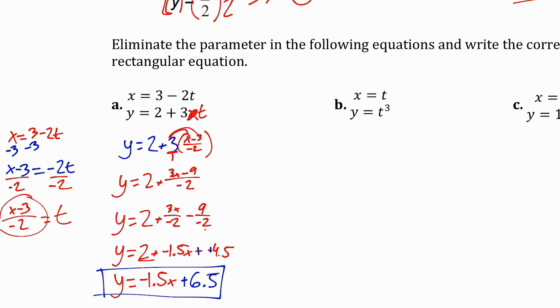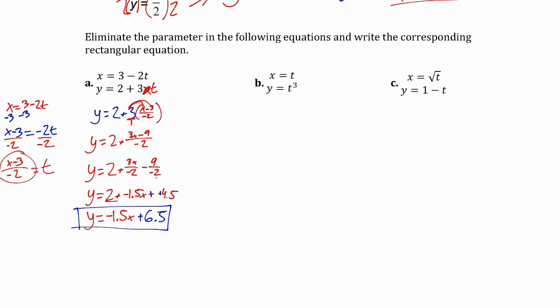I'd like you to try the other two before I go through them. So take a second, pause the video, and give those two a shot if you have not done so already, and then come back when you're done with them. And I'm assuming you're just coming back from being paused, so let's go through and do the second one.